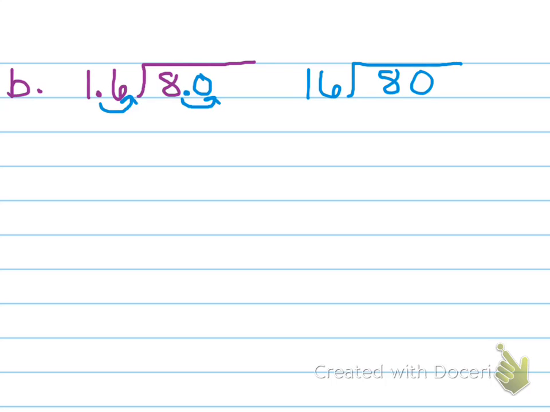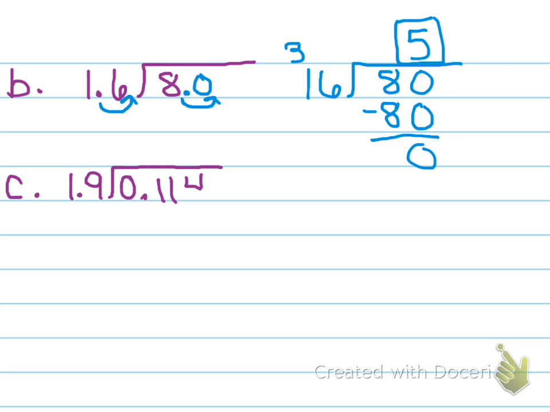So now I have 16 divided by 80. Using estimation, I can say 20 goes into 80 about 4 times. 16 is less than 20, so I know it's 4 or 5. That gives you a ballpark. It is going to be 5. And then once you multiply 5 times 16, you do get 80.